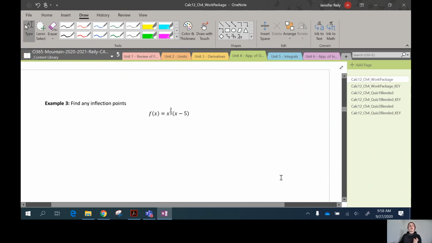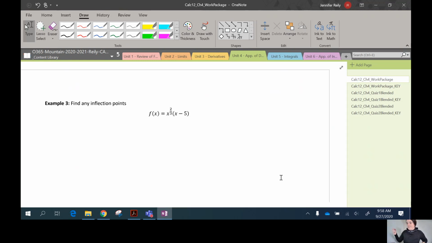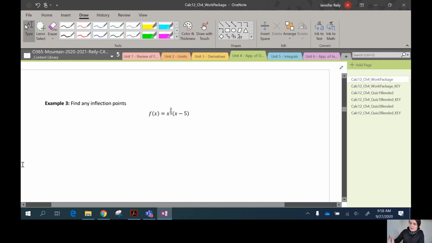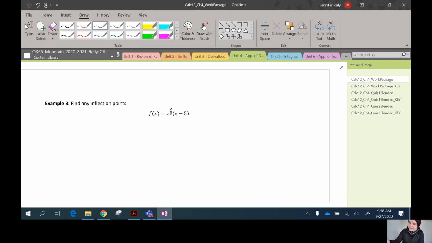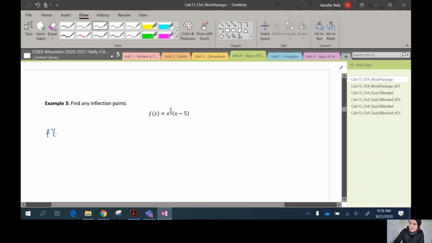Okay, one last example here. This one is a little bit trickier to find the derivative of. I'm going to use my pen to do this one. So I want to show another example because it's a little bit different. So we're finding any inflection points here. So we're going to find the first derivative.